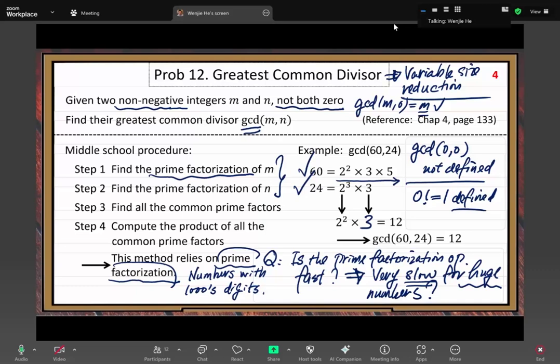So not millions, not billions here, right? Because even with thousands of digits, it's already extremely slow. How slow? Let me give you an idea of how slow you need to expect.